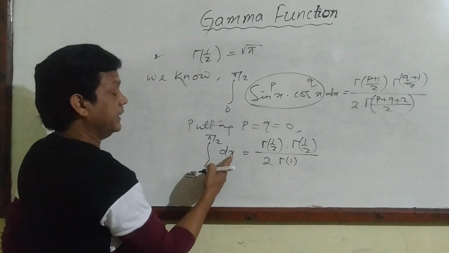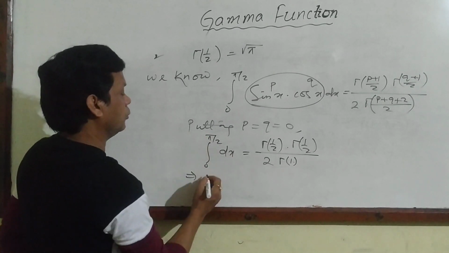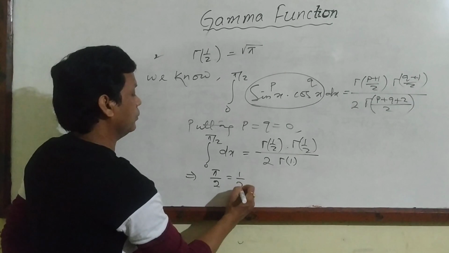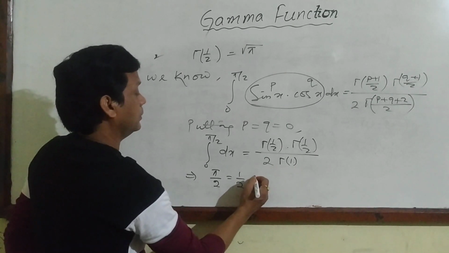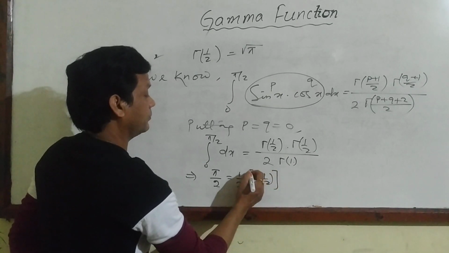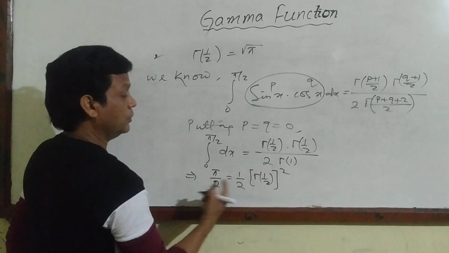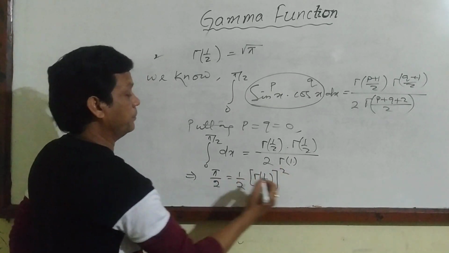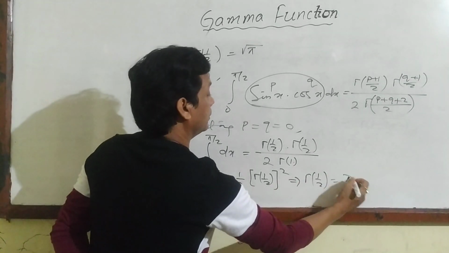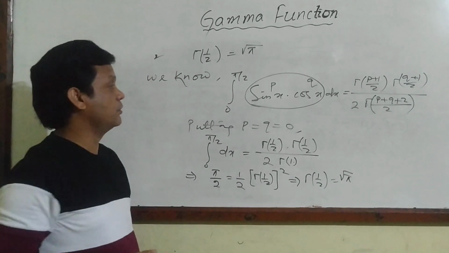So integration of dx is x and the limit is 0 to pi by 2. So the answer will be pi by 2 is equal to 1 by 2, gamma of 1 is 1, and this is gamma half whole square. So 2 cancels out. So whole square of gamma half is equal to pi. That means gamma of half is equal to root pi. So this is the proof of gamma half is equal to root pi.